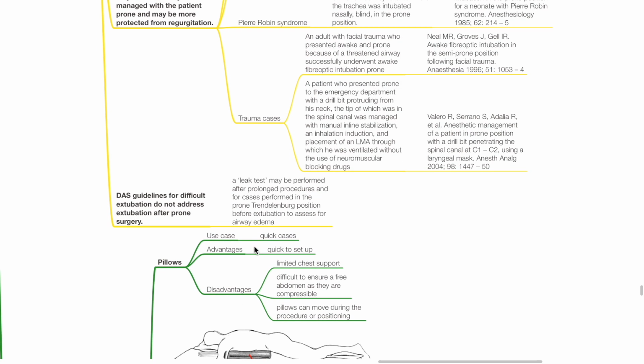The DAS guidelines for difficult extubation do not address extubation after prone surgery. A leak test may be performed before extubation after prolonged procedures, or for cases performed in the prone Trendelenburg position, to assess for airway edema.